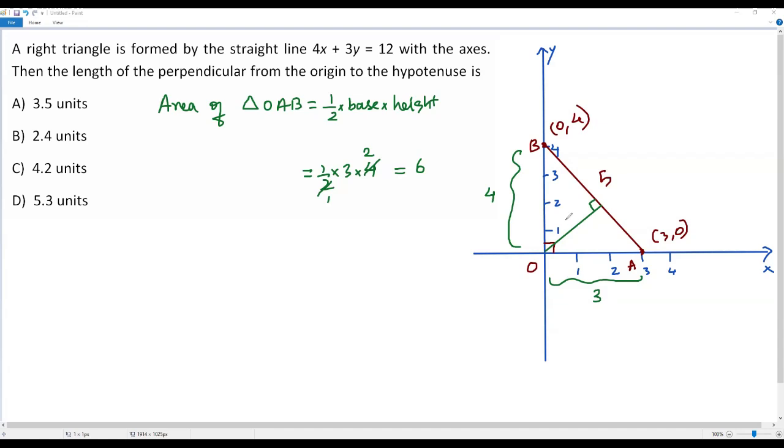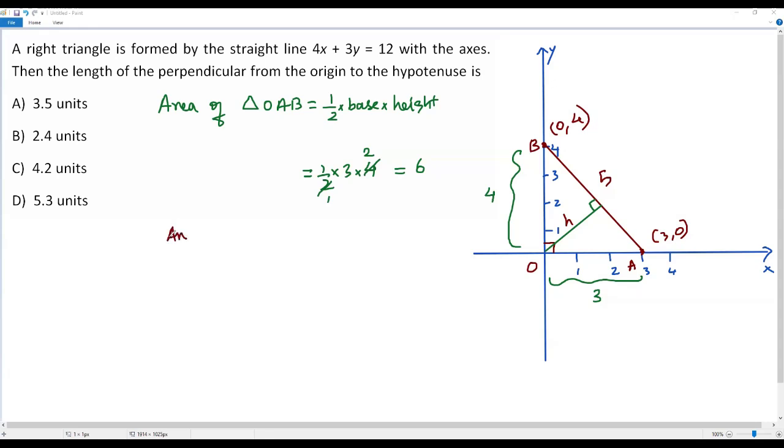Okay, now let me assume the altitude of the triangle over here, drawn in green color, I mean the length of the perpendicular line drawn from the origin to the hypotenuse, as h. Okay, the altitude of the triangle is h. The base of the triangle over here now is 5. So using this altitude or height and this base 5, again we can find the area of the same triangle OAB.